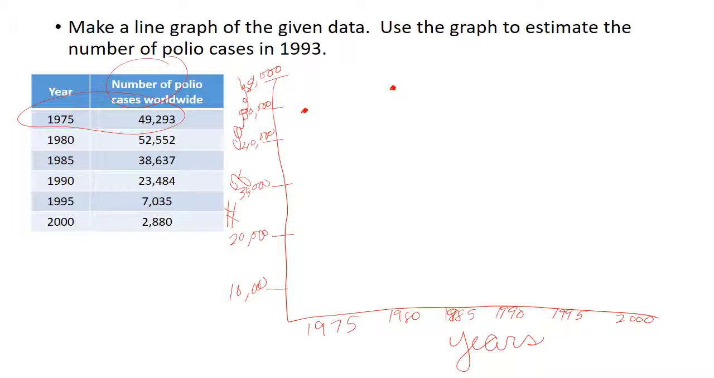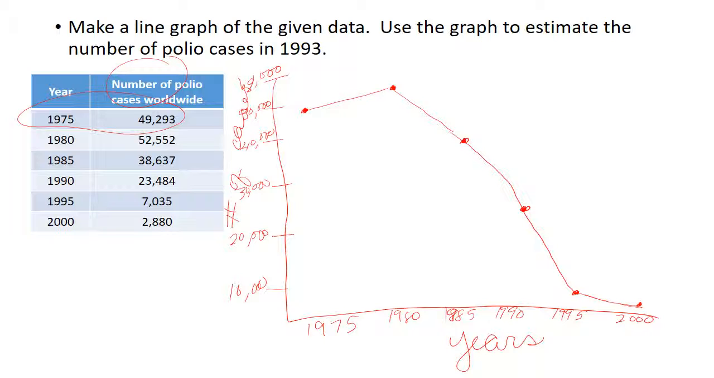1985, it dropped down to 38,000. That's going to be about right there. 1990 was at 23,000, so that's going to be like right there. 1995, it was down at 7,000. And then 2000, it was down to 2,800. So it's a pretty big drop right there. So we have a slight increase, and then a decrease, decrease, decrease, only slight decrease.